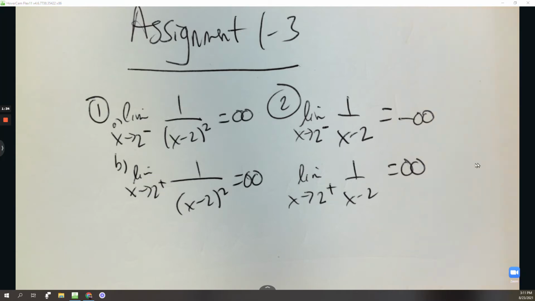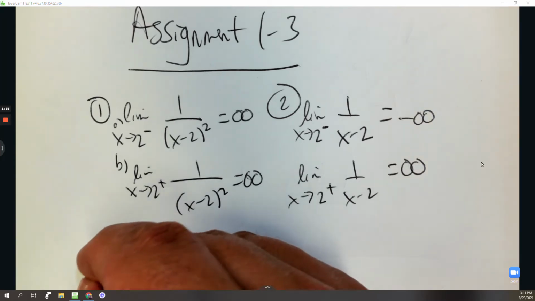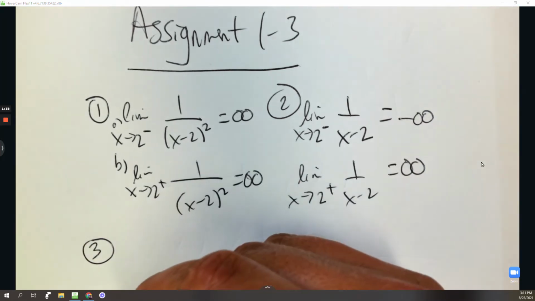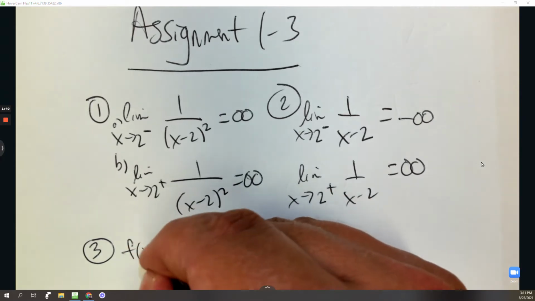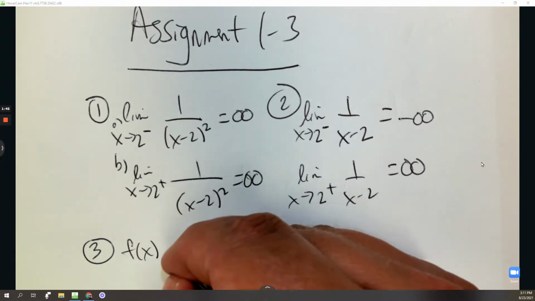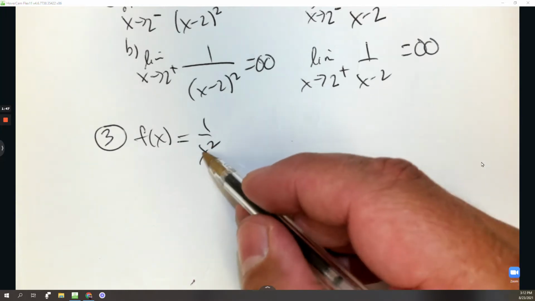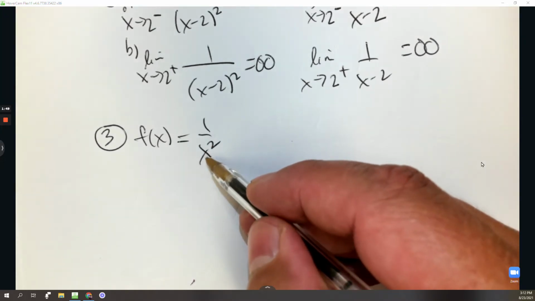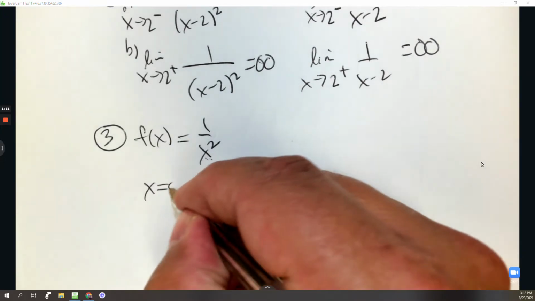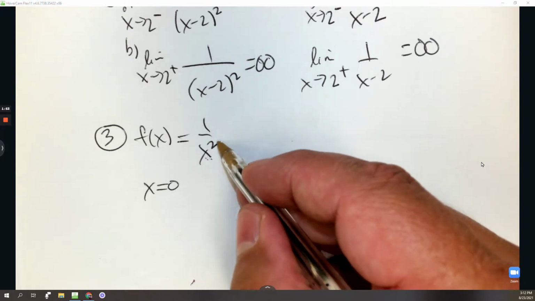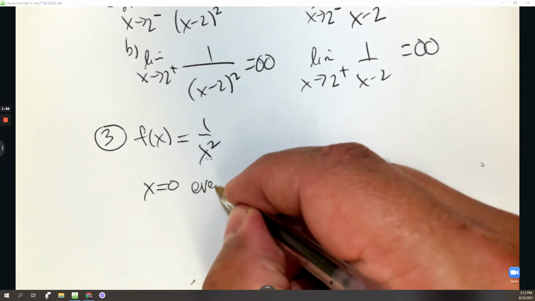Number 3. The question is to find the vertical asymptotes and then label them as odd or even. For something that's non-removable in the denominator, what value makes this 0 on the bottom? That answer is 0. And is it an even or an odd exponent? It's an even asymptote.